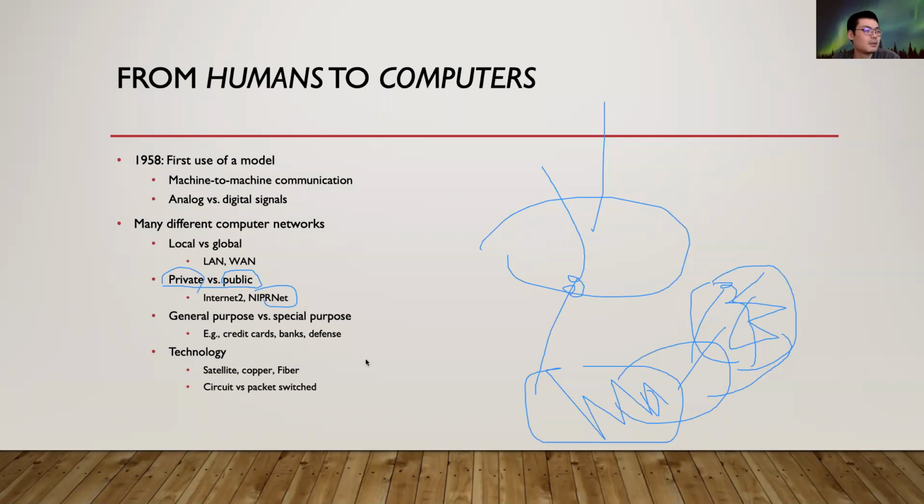And there are also special purpose networks, like for credit cards. The bank system has its own network. And finally, there are different technologies.